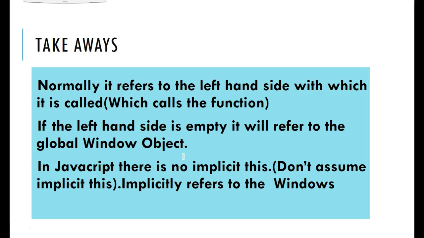So this in JavaScript is rather confusing, but if you understand these golden rules, it will be much simpler. That is, this will always refer to the left hand side. Whatever comes on the left hand side is what it refers to. And the other rule is, there is no implicit this in JavaScript as in traditional languages. Implicitly, if you don't give a left hand side, it refers to window.